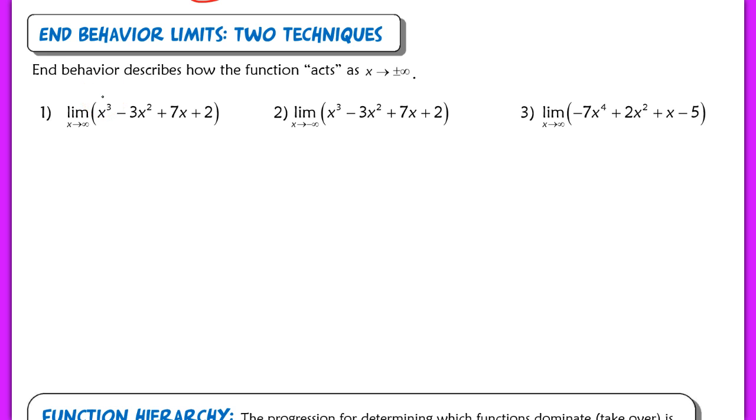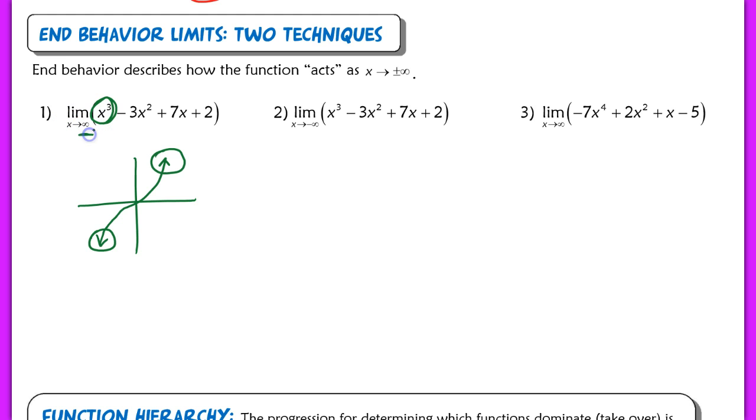Now if you think about a cubic function, okay, a cubic function looks like that, right? It tends towards positive infinity as x gets really, really large, and it tends towards negative infinity when x gets really, really negative. So in this case, when I look at this function here, I just pay attention to this and I think about the end behavior of a cubic function.